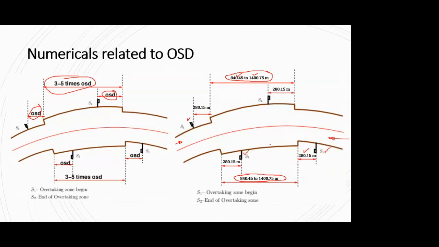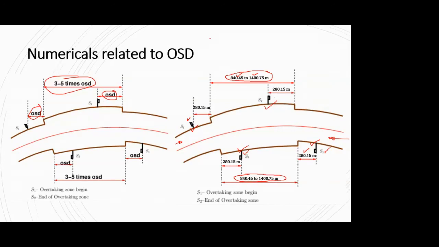So you have to show the OSD, and you have to show the signpost. Remember, these S1, S2 are important. You have to show them because they indicate the start and end point of your overtaking zone. And as you can see here, the wider width that is provided for the road is symmetrical about the center line. So it starts at the same point and it ends at the same point.